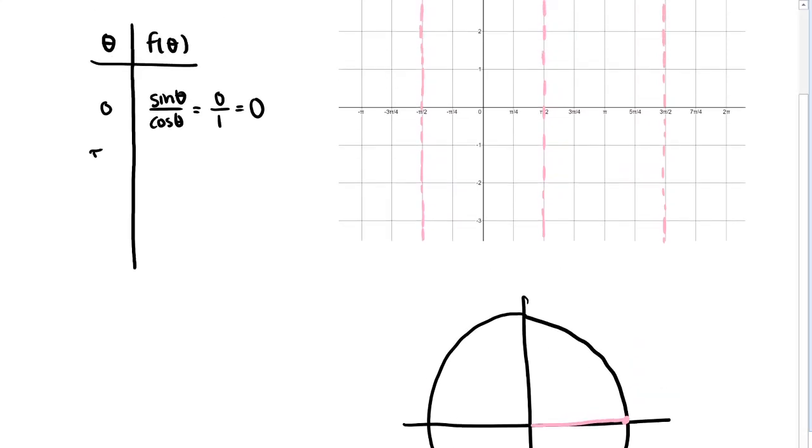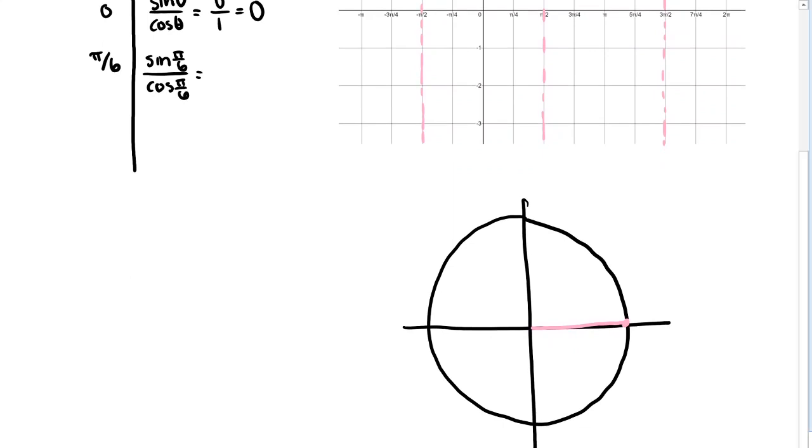If we have pi over 6, we get sine of pi over 6 over cosine of pi over 6. Well, sine of pi over 6, that's the vertical coordinate for this point. That's 1/2. And so we have 1/2 divided by cosine of theta, which is the horizontal coordinate for that point, and so we get the square root of 3 over 2. And so I can multiply the top and bottom of this fraction by 2. And so I get 1 over the square root of 3 as our tangent of pi over 6.